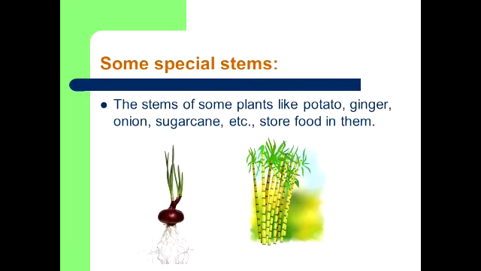There are some special stems. The stems of some plants like potato, ginger, onion, sugarcane, etc. store food in them. Okay, the stems that store food, and that is why we can eat them.